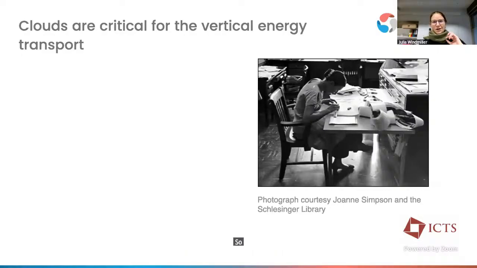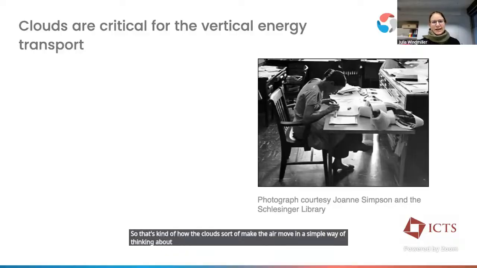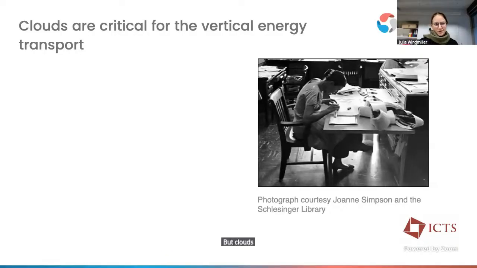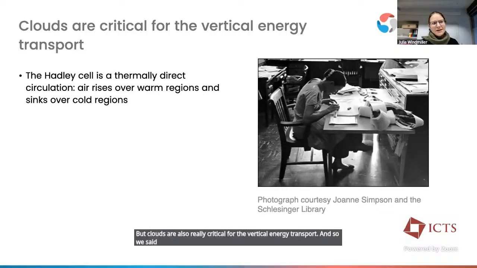So that's kind of how the clouds make the air move, in a simple way of thinking about it. But clouds are also really critical for the vertical energy transport. We said before that the Hadley cell is a thermally direct circulation, and so air rises over warm regions and sinks over cold regions.